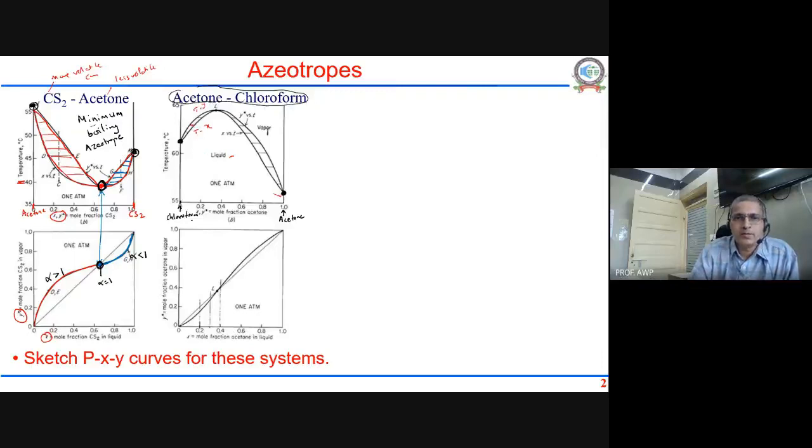Now here in this part, if I want to convert this into an xy curve, in this part below the azeotropic composition, the relative volatility is less than 1, above it is more than 1. Here y is greater than x, alpha is greater than 1. In this case, y is less than x, alpha is less than 1.